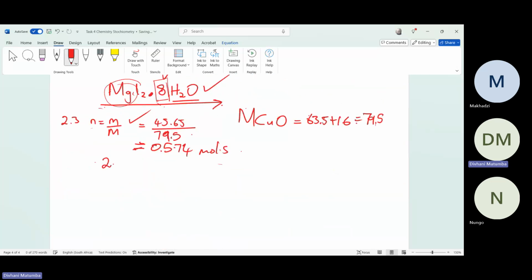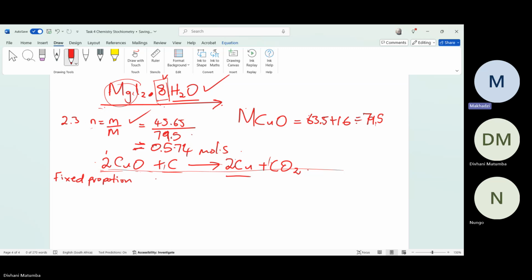Your balanced equation was 2CuO plus carbon, giving you 2 copper plus carbon dioxide. This is what we had. Now, according to the law of fixed proportion, or the law of definite proportion, each and every time copper oxide reacts with carbon, they will react in these ratios: 2 moles of copper oxide will always react with 1 mole of carbon to give you 2 moles of copper plus 1 mole of carbon dioxide. That is the law of fixed proportion.